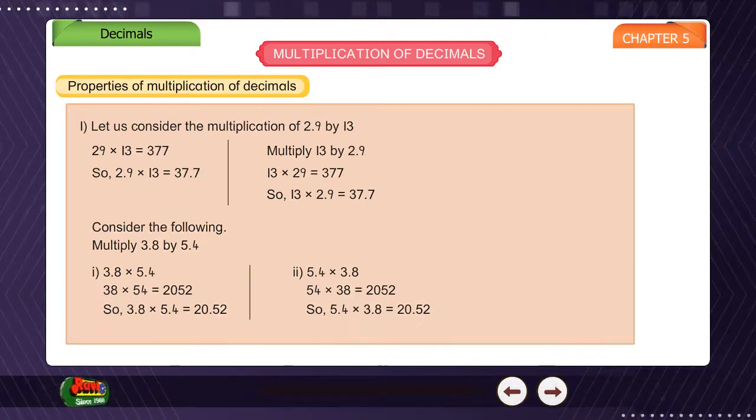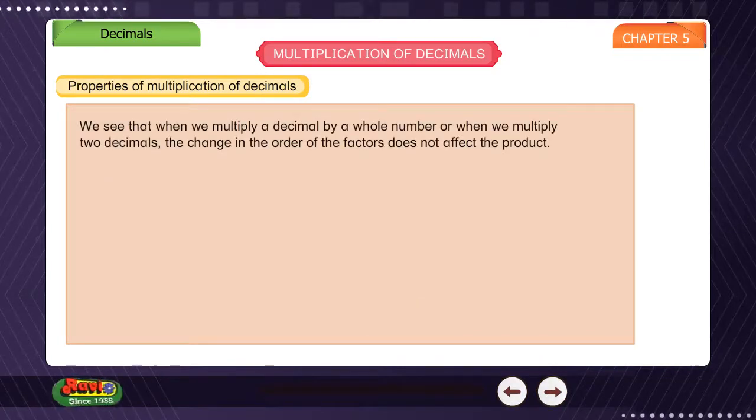20.52. We see that when we multiply a decimal by a whole number or when we multiply two decimals, the change in the order of the factors does not affect the product.